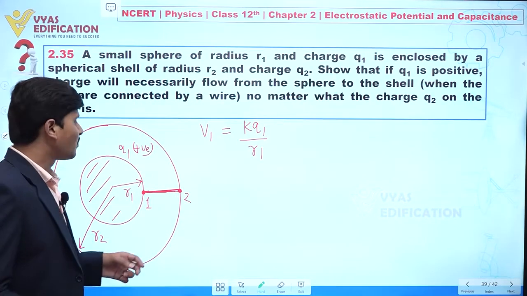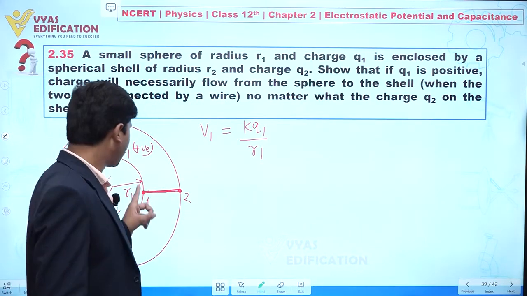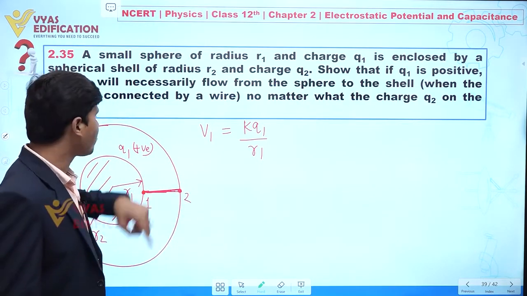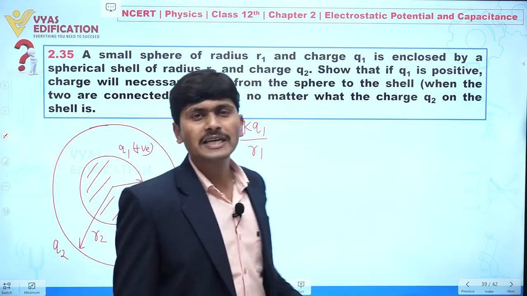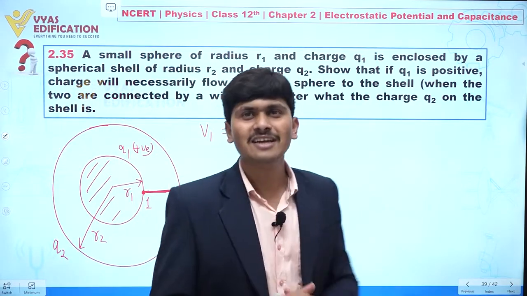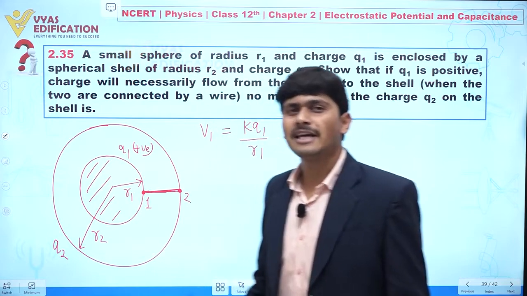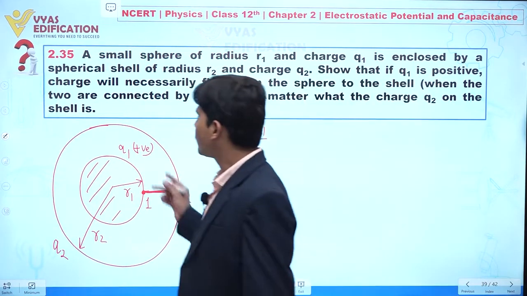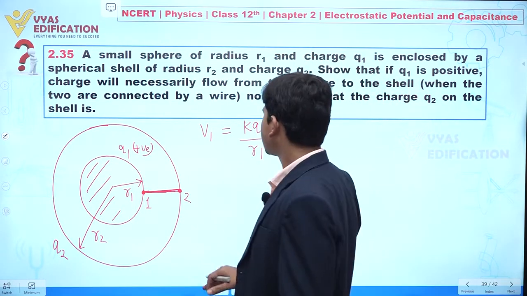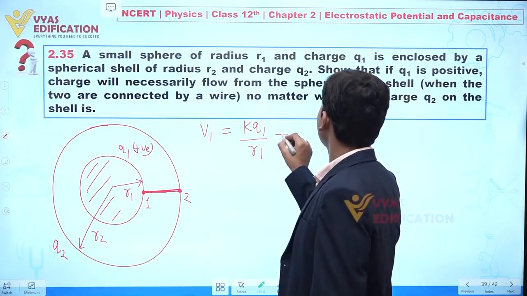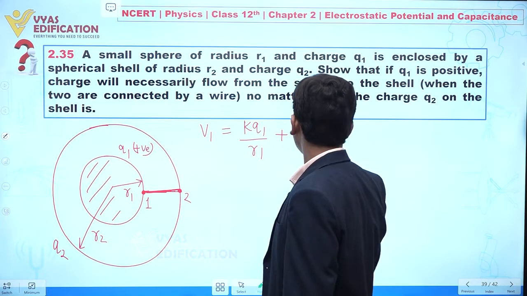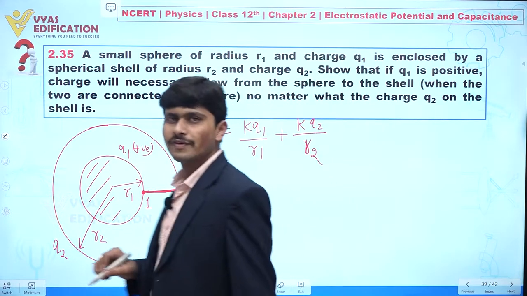Now, with reference to the shell, point number 1 lies inside the spherical shell. Inside any spherical shell the electric field is always 0, but what about the electric potential? The electric potential always remains constant, equal to the value of the potential on the surface. So due to the shell we get K Q2 divided by R2. Clear to everyone?